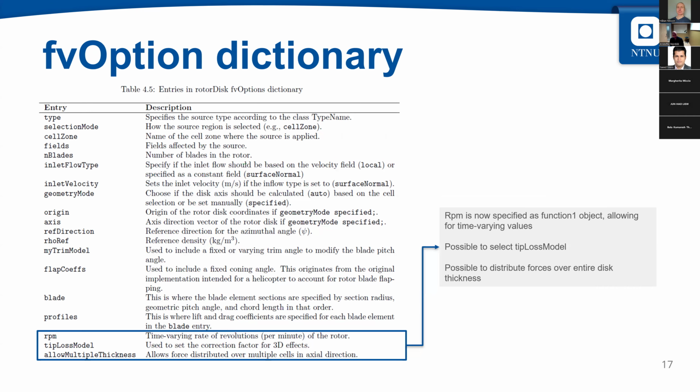Yes, and then this fvOption is configured with an fvOption dictionary. So here I've mentioned the entries for the fvOption, and also at the bottom here, these new modifications are highlighted. So the RPM now has the possibility of a time varying RPM. And then you can also specify different tip-loss models, and this Boolean allowMultipleThickness allows to distribute forces over multiple cells in the axial direction.